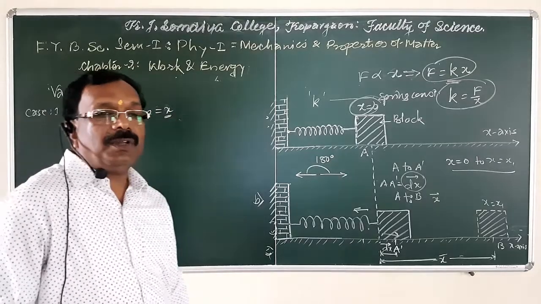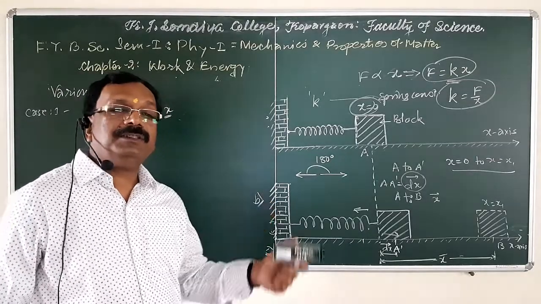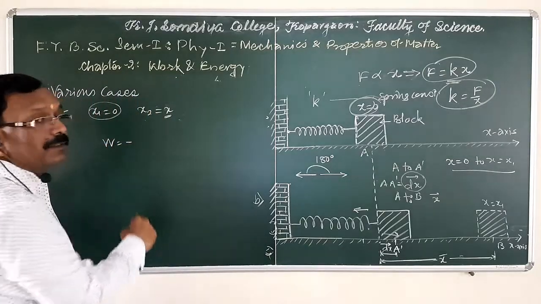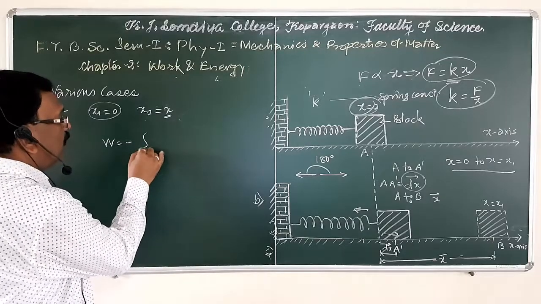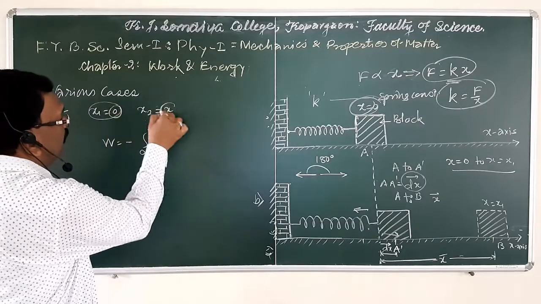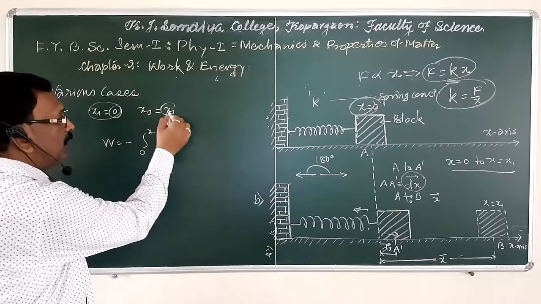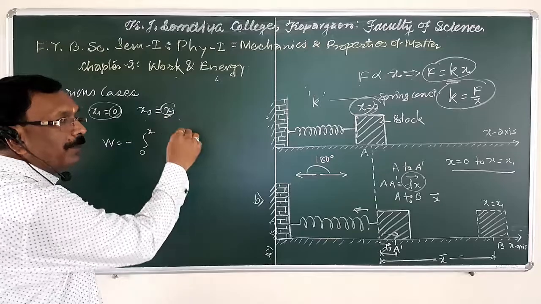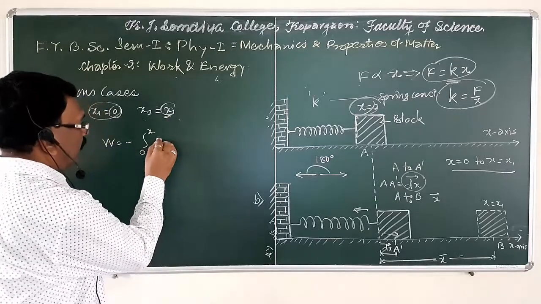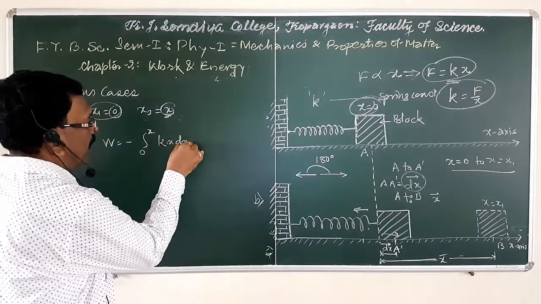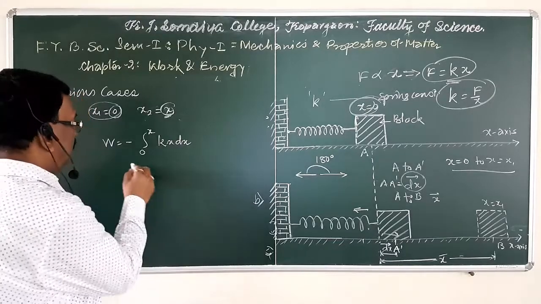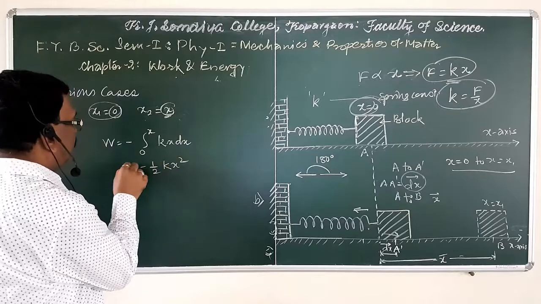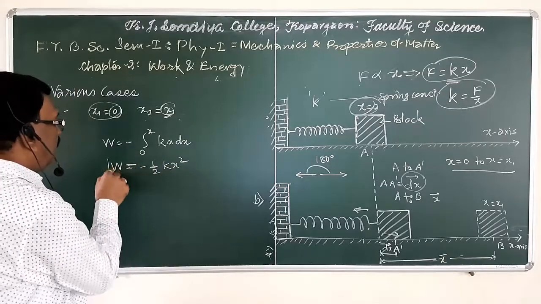Okay, and now the work done by the spring force is W is equal to minus integral 0 to x. This is the natural length and this is the length or position of the block after stretching, therefore kx dx, which is nothing but minus 1/2 kx square. This is the work done in the first case.